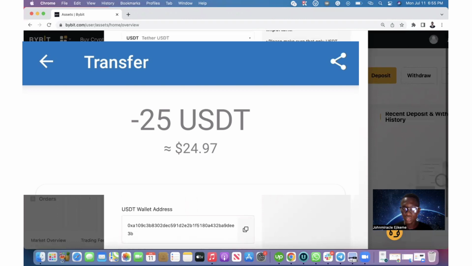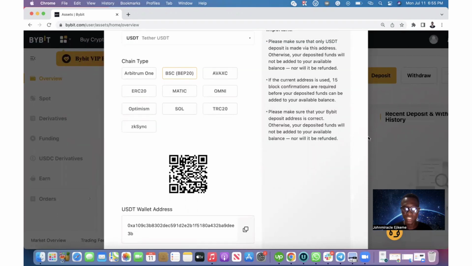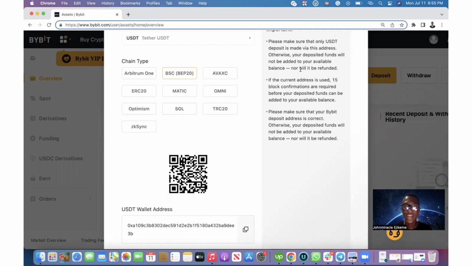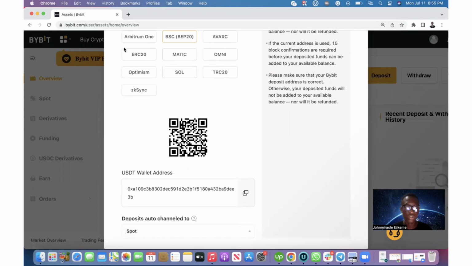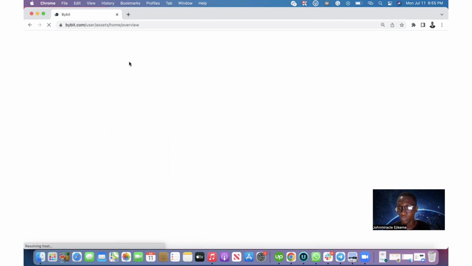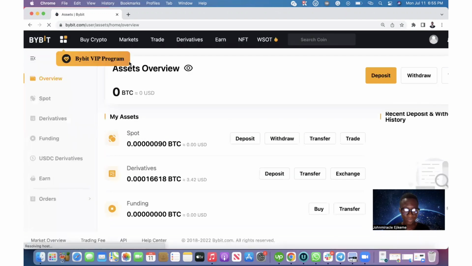Now I'm going to wait for it to reflect in my Bybit wallet, and then I can go ahead and show you how to go on with copy trading. Let me refresh so that I can see my balance topped up with 25 US dollars. Guys, it's still not yet reflected, so we're going to wait a bit for the network confirmation to be completed, and then my wallet will be topped up with 25 USDT.